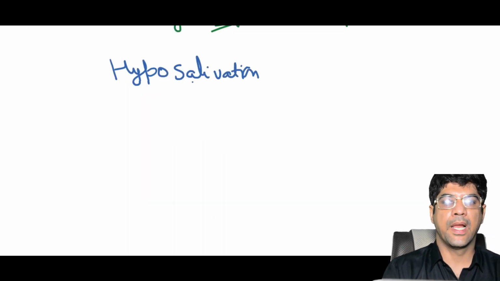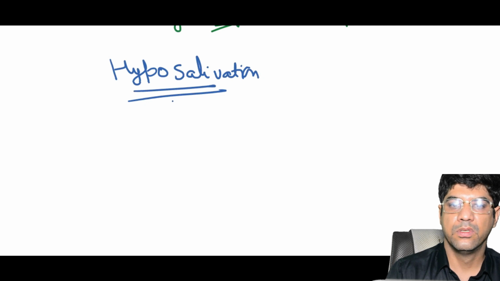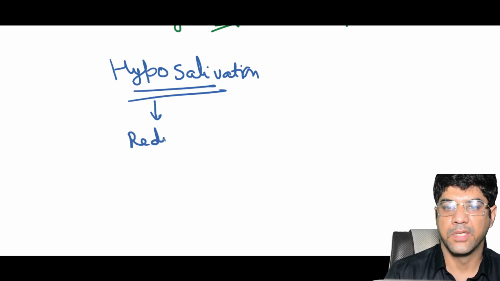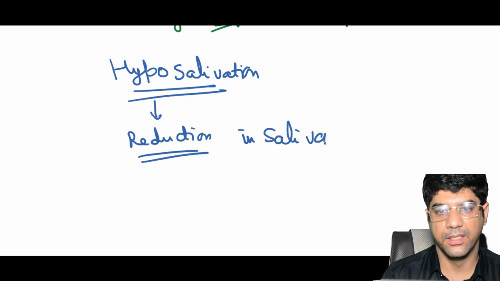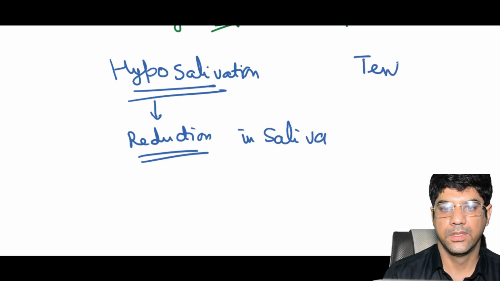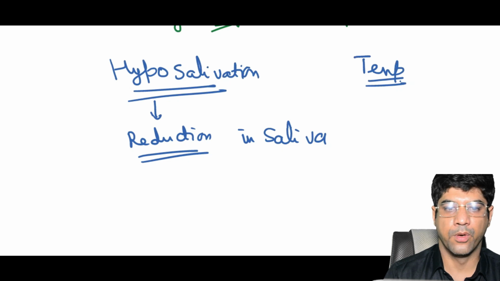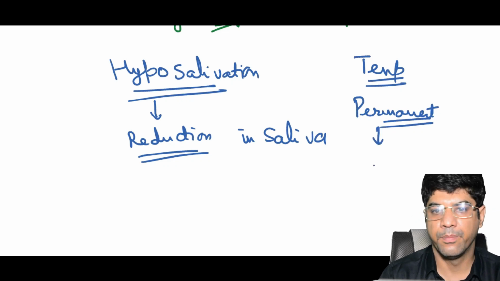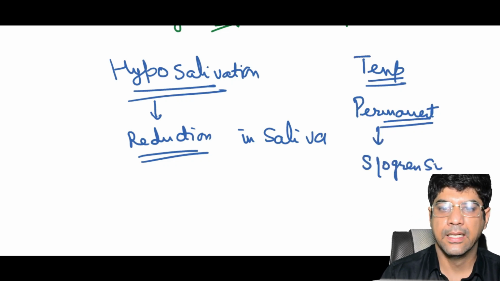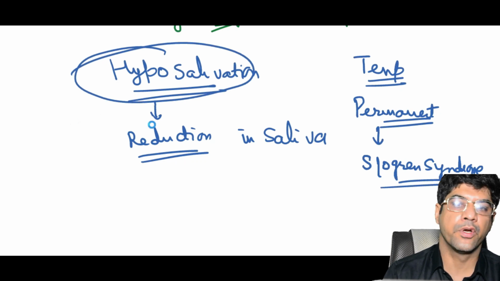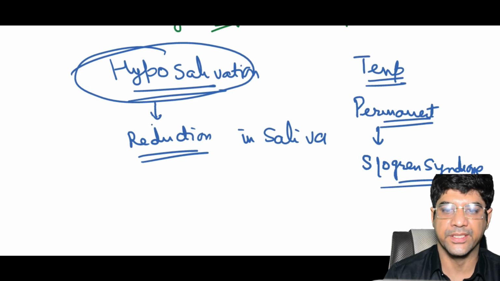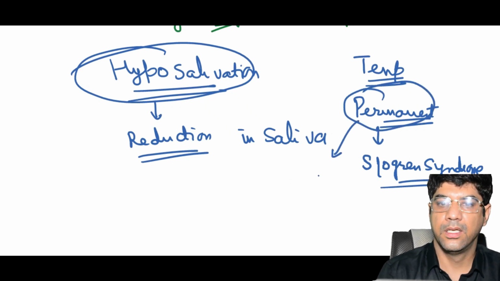Now let us discuss the applied anatomy. The first is hyposalivation. That means there is a reduction in the secretion of saliva. It can be temporary or permanent. The temporary could be due to dehydration, anxiety or medications. Permanent could be due to permanent damage, diseases like Sjogren syndrome. So what is the term we use for reduced salivary secretion? It's hyposalivation.